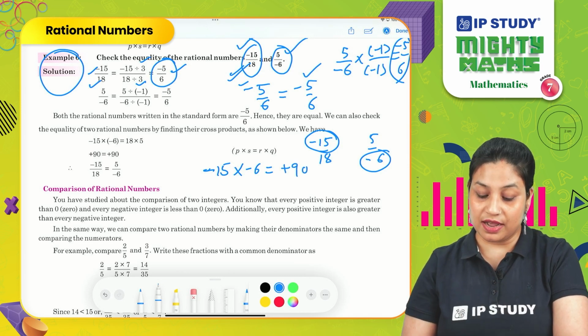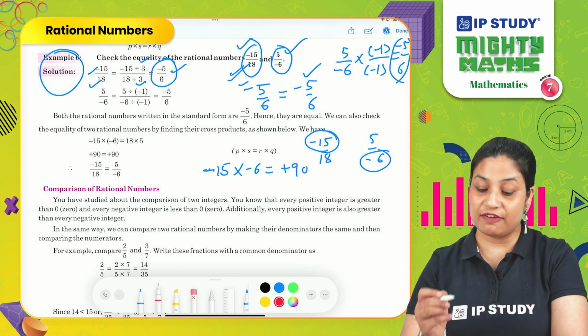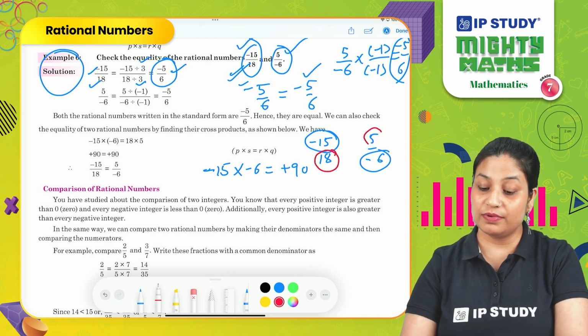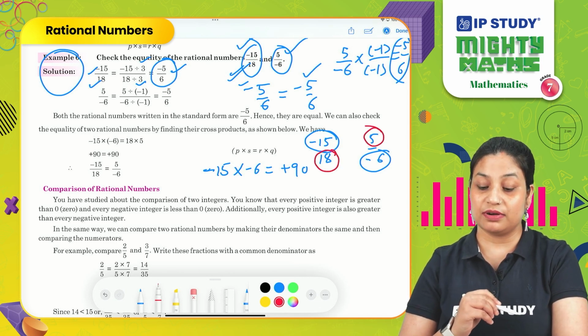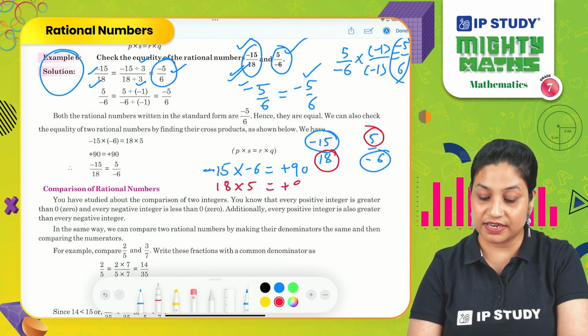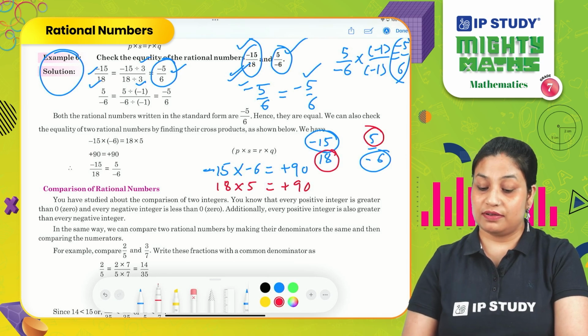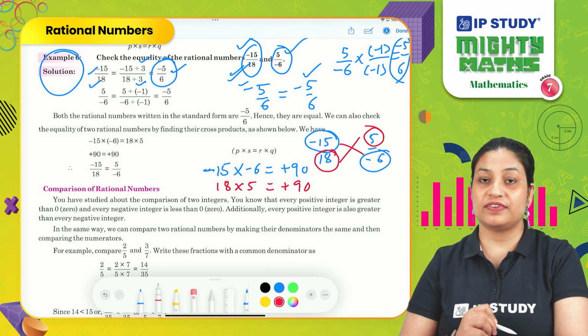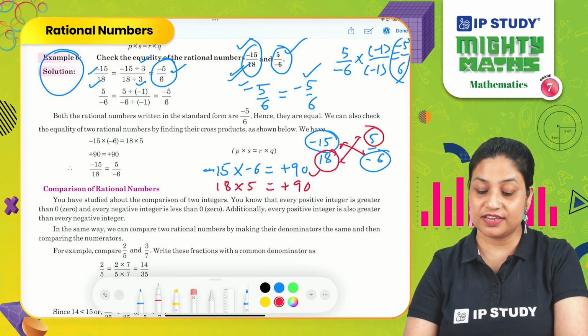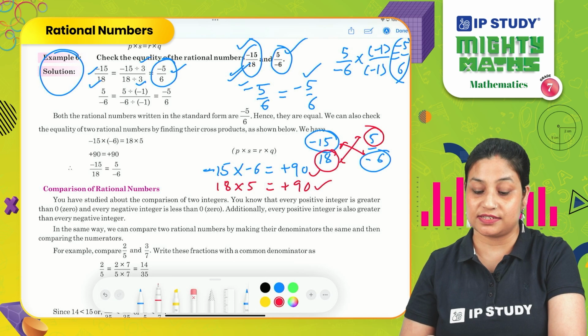Right? Now, next what you have to do? You have to multiply denominator of the first rational number with numerator of the second rational number. So, let's check what you will get. 18 multiplied by 5, you will get plus 90. So, by cross multiplying the numbers, we can also call it cross multiplication, we can see the product is coming out to be same in both the cases.